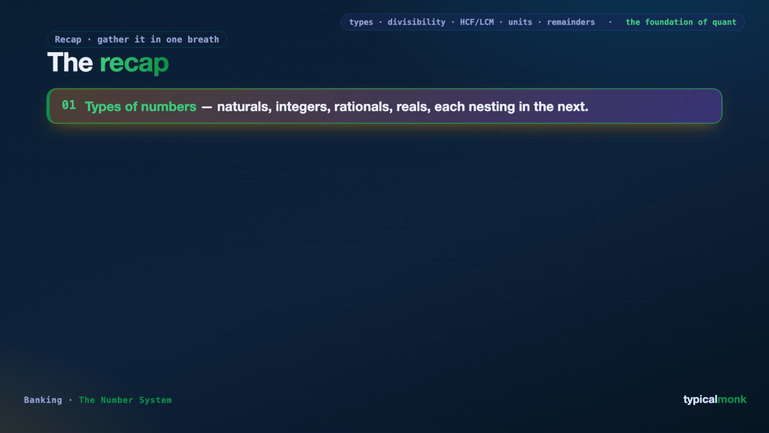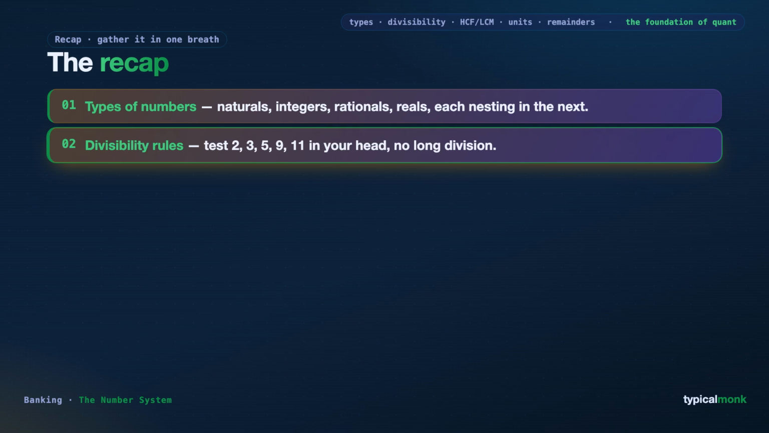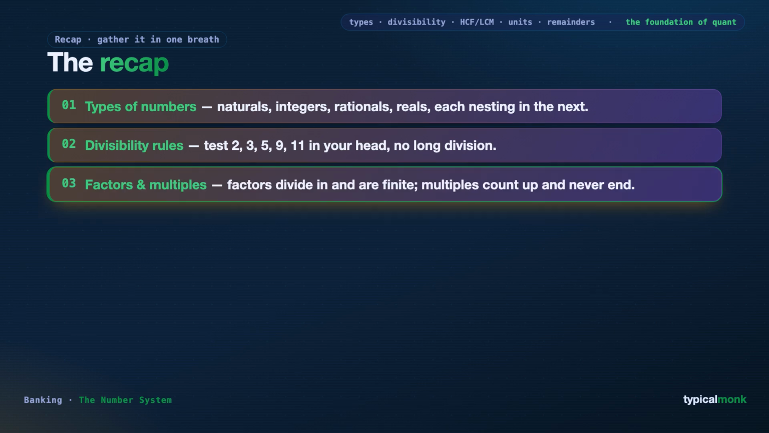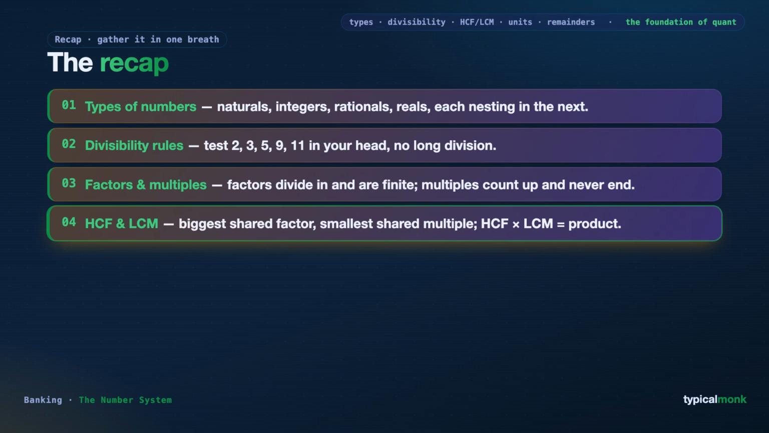Let us gather the whole class in one breath. Types of numbers: naturals, integers, rationals, and reals, each family nesting inside the next. Divisibility rules: test 2, 3, 5, 9, and 11 in your head with no long division. Factors and multiples: factors divide in and are finite. Multiples count up and never end. HCF and LCM: the biggest shared factor and the smallest shared multiple, with HCF times LCM equal to the product.